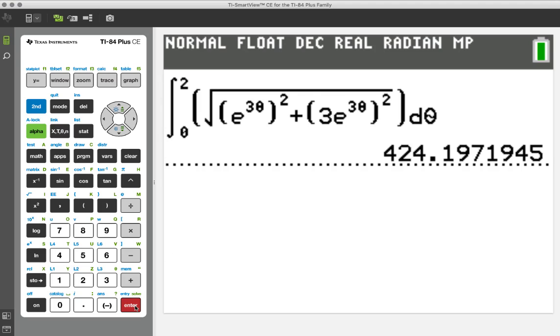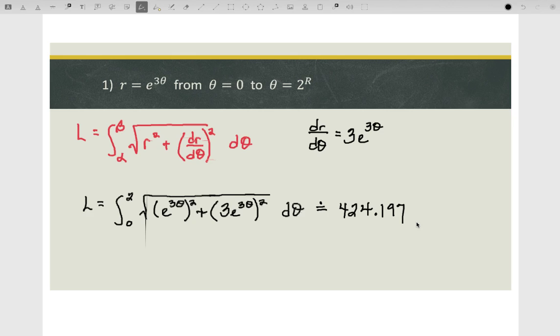And hit enter. And we get a rather long arc length, which makes sense given that we knew that point when theta equaled almost 2 was up around a y value of 300 some. So kind of makes sense. So let's go take a look at another one.